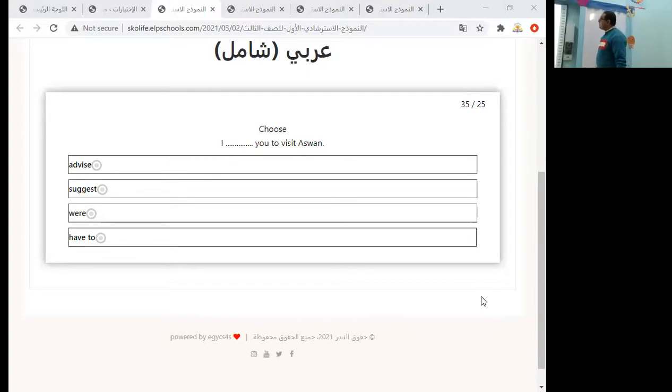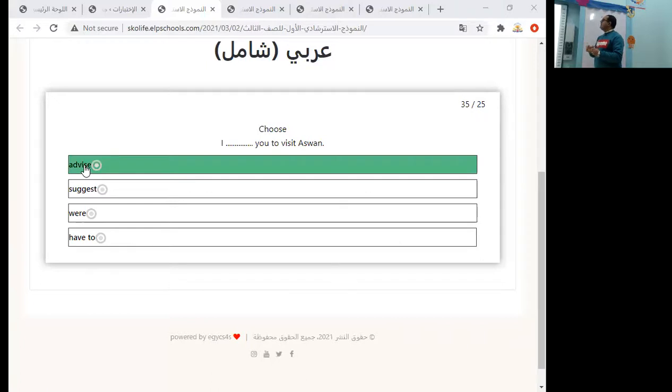The choices are advise, suggest, were, have to. At first, the answer is advise. Why? Because the verb advise takes a preposition to plus infinitive. But if I choose suggest, it should be followed by that plus subject plus verb, or suggest plus verb in ing. If I used were, it should be preceded by if I were you, okay? So here we don't have if. The last one, have to, should also be followed by infinitive. So the best answer here is advise, okay?